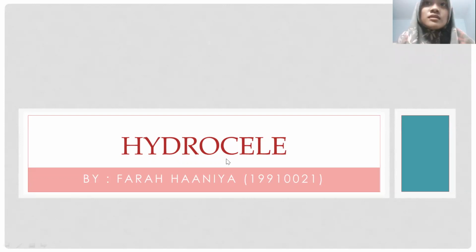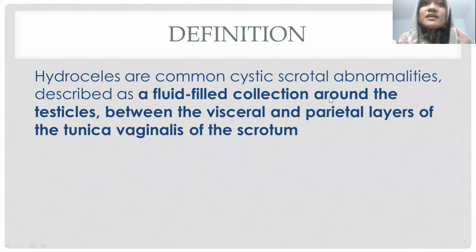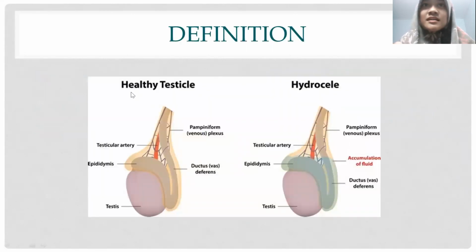I would like to talk about hydrocele. Hydroceles are common cystic scrotal abnormalities. It is described as a fluid-filled collection around the testicles between the visceral and parietal layers of the tunica vaginalis of the scrotum. This is the healthy testicle, and this is the hydrocele. The difference is that in hydrocele there is accumulation of fluid, and in the healthy testicle there is no fluid in the scrotum.